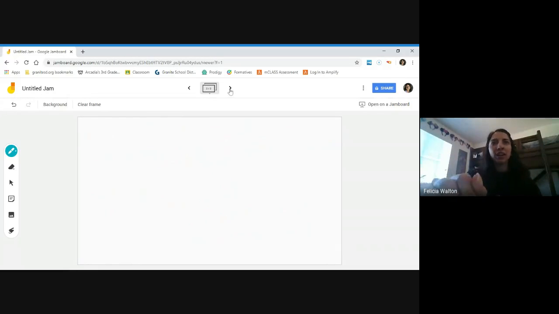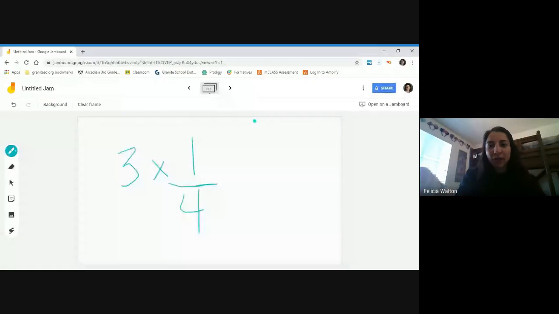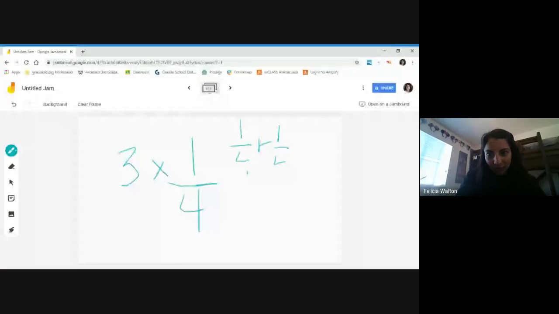So here we have, let's say, the whole number 3 times 1/4. What we're doing is multiplying 1/4 three times. It's like level 1 where we did the repeated addition. You're just doing 1/4 plus 1/4 plus 1/4, is all you're doing.